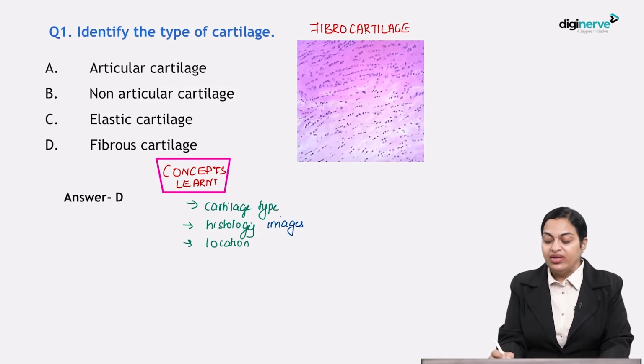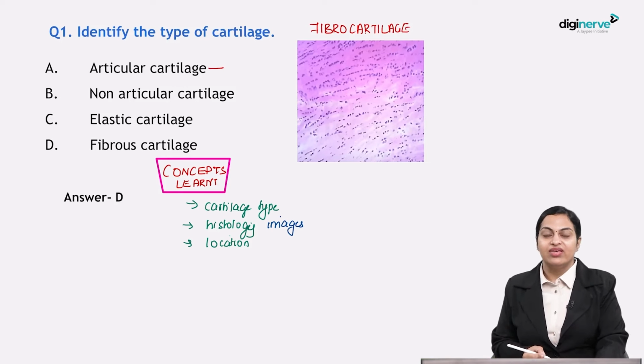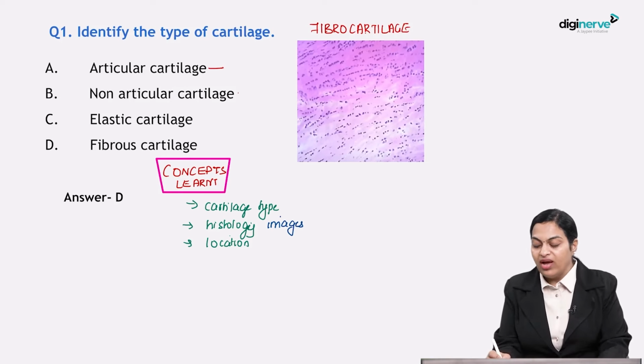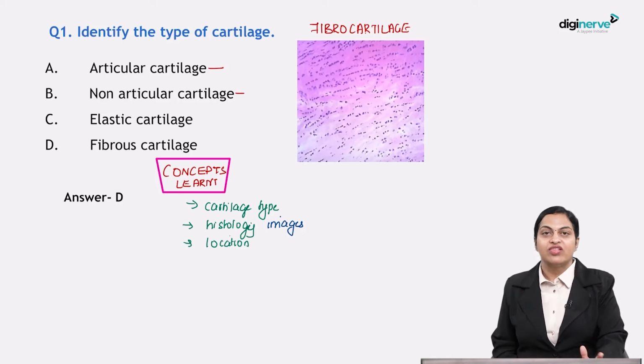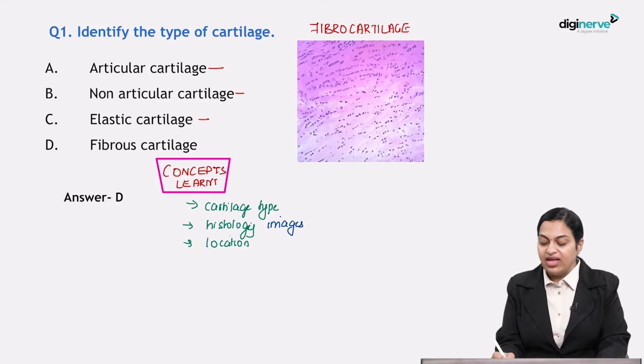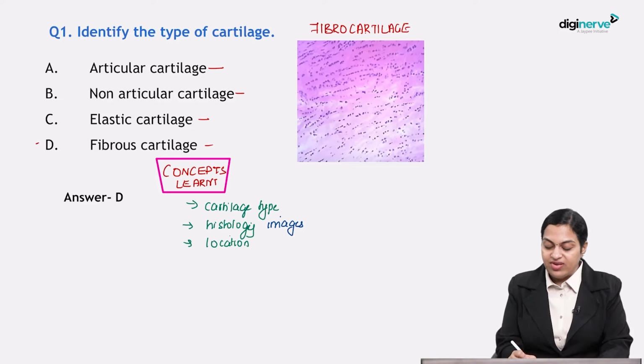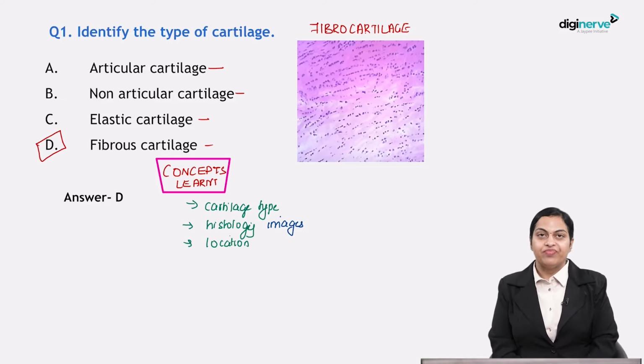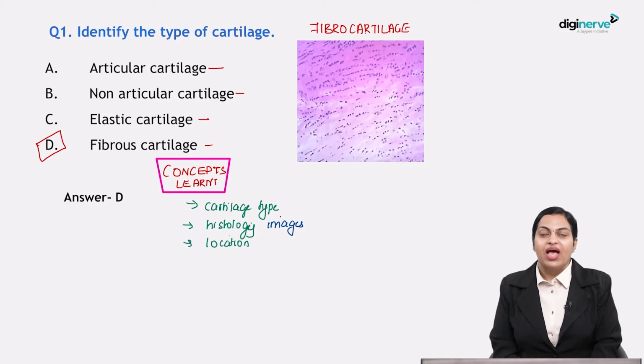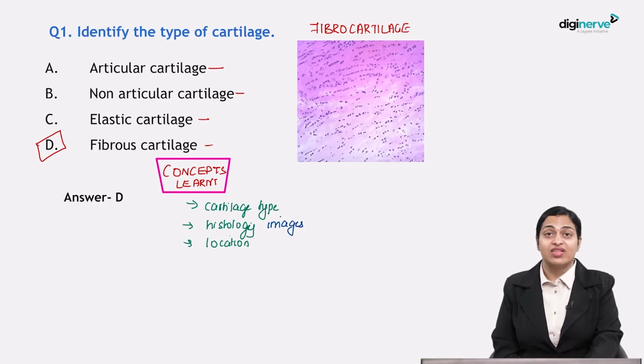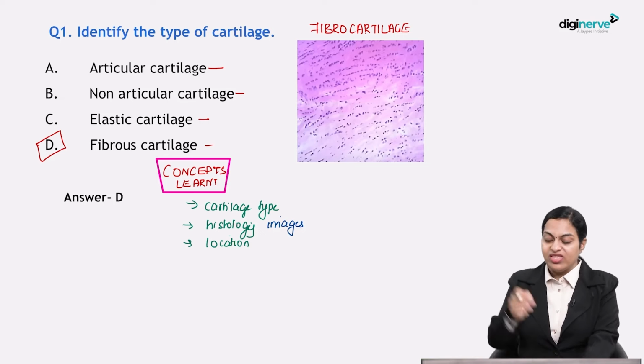Fine. So, articular cartilage is a type of hyaline cartilage without the perichondrium. Non-articular cartilage is the same as that of the rest of the hyaline cartilage. Elastic cartilage and fibrocartilage. So, the answer is fibrocartilage. In this question, we have discussed in detail the 3 cartilage types and the histological images related to them. We have seen more than 3 histological images for each type of cartilage, isn't it? Okay. Now moving on to the second question.